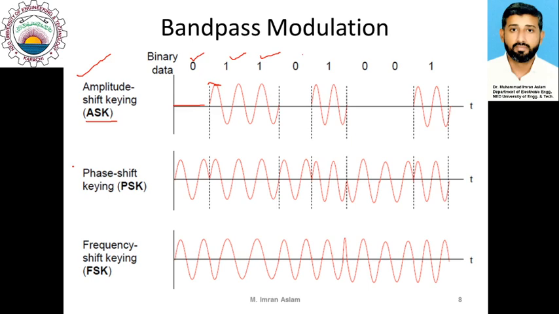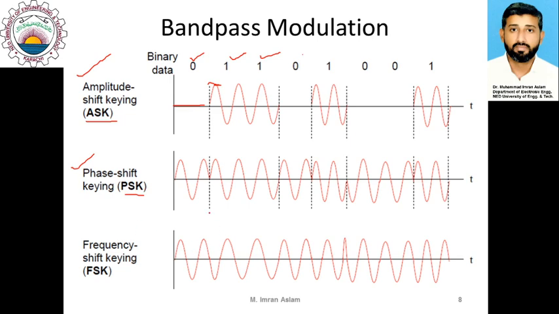Similarly, we may use two different phases to represent the binary data. We use one type of phase to represent binary 0 and another type of phase to represent binary 1. So these two different phases are used to represent two different pieces of information, and this type of modulation scheme is named phase shift keying, PSK. So basically symbols are represented by different phases.